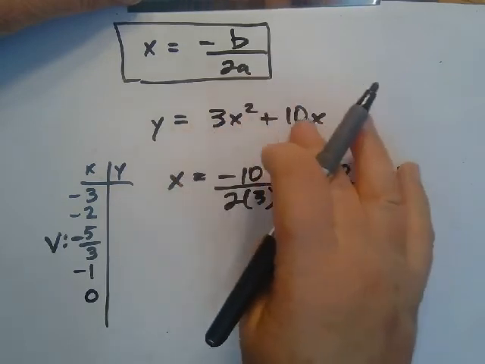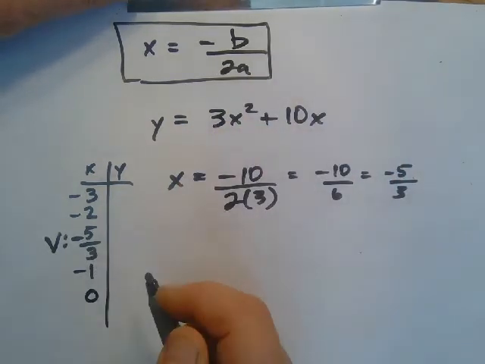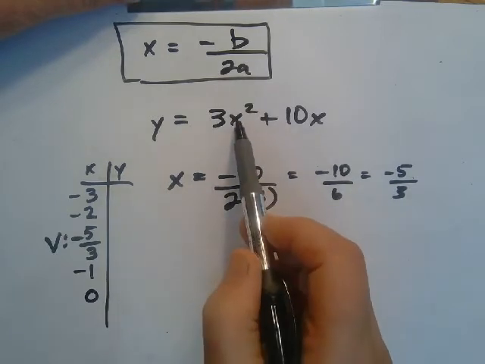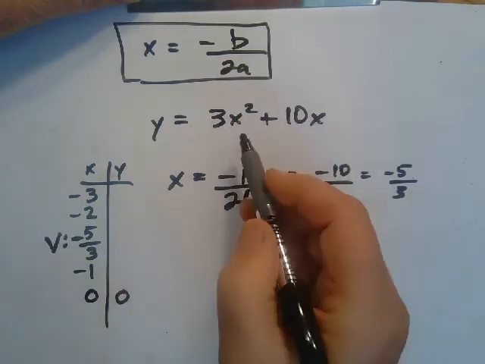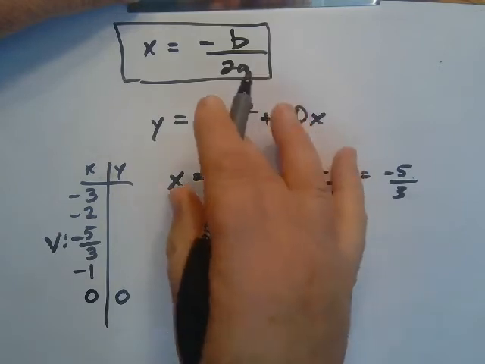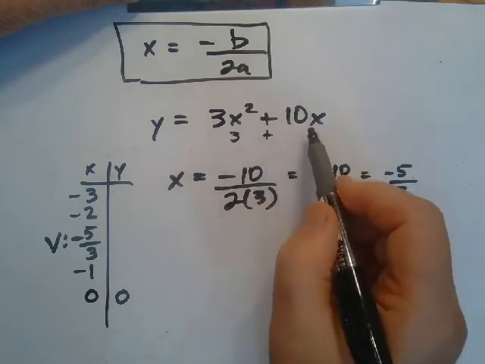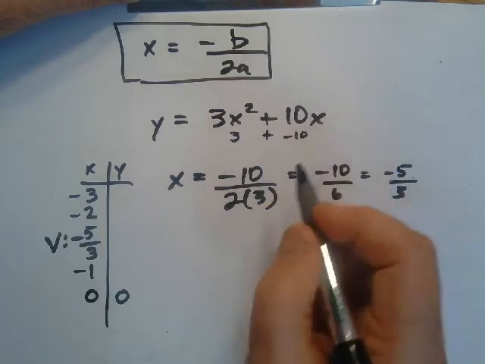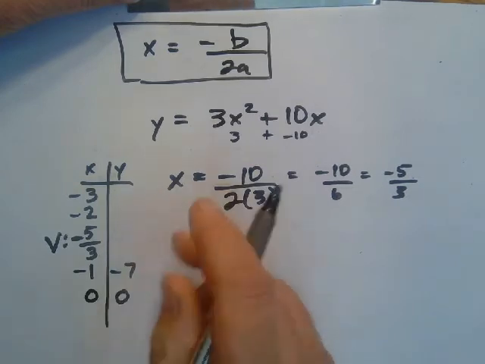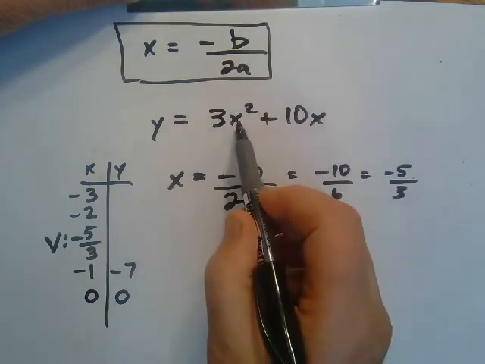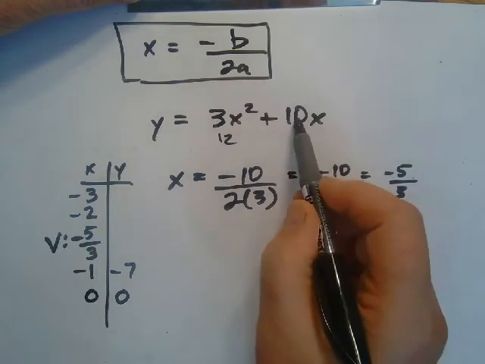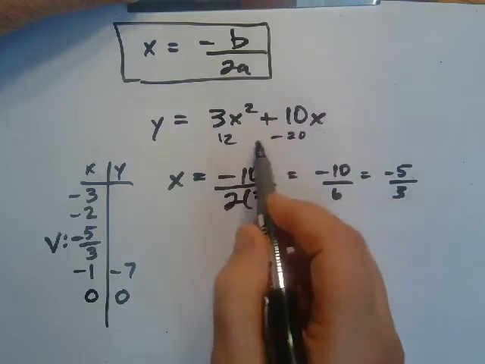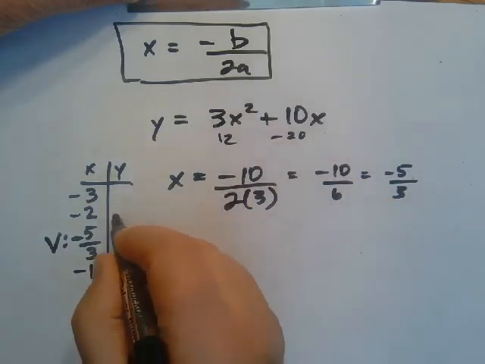All right, let's calculate some of these. I want to calculate that fraction last because it's just a lot of work. So here we go. If x is 0, y is 0, because both terms go out and end up as 0. If x is -1, well, -1 squared is 1. 1 times 3 is 3, plus -1 times 10 is -10. That gives me -7. Let's go up here to -2. -2 squared is 4. 4 times 3 is 12. 10 times -2 is -20. 12 and -20 is -8.